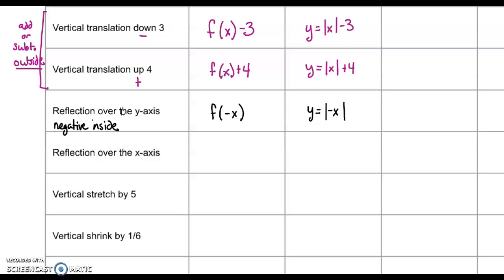So I'm just going to make a note to myself, negative inside, meaning inside the parentheses or inside the absolute value. So an x-axis reflection still uses a negative, but this one is outside, meaning outside the f of x. So on this one, you're going to see negative f of x. Or on an absolute value, it'll be negative absolute value of x. So it's not inside the absolute value, it's outside.